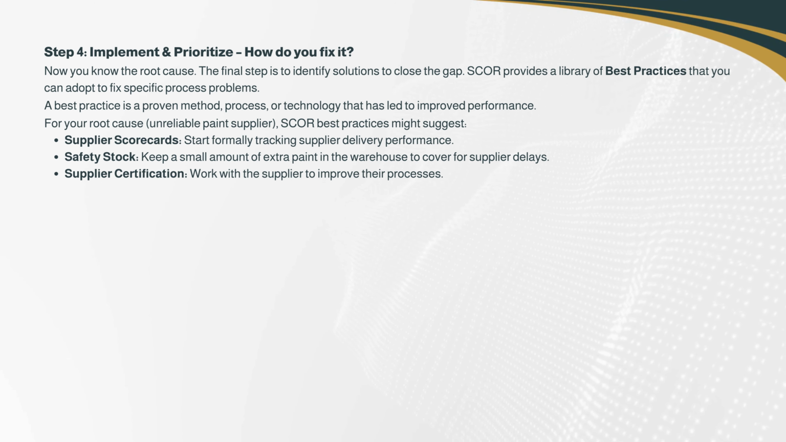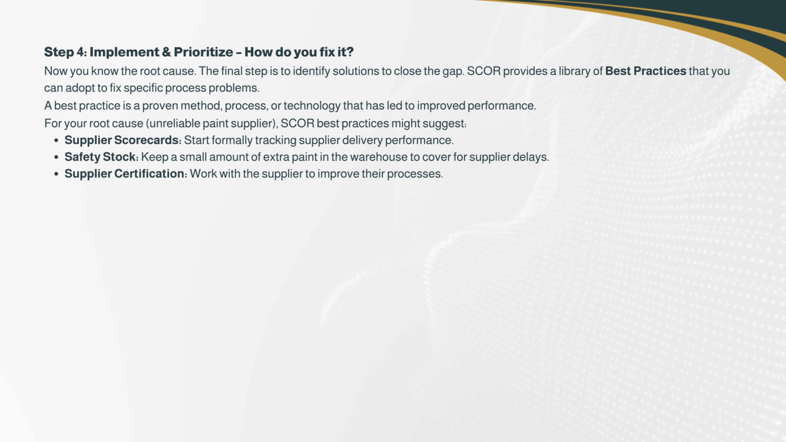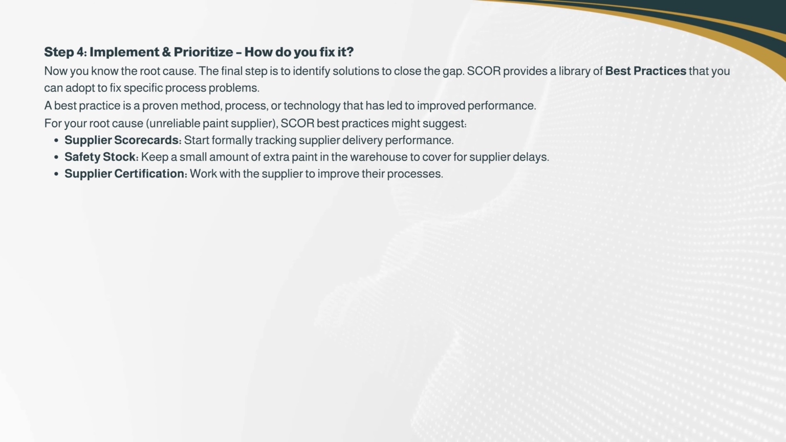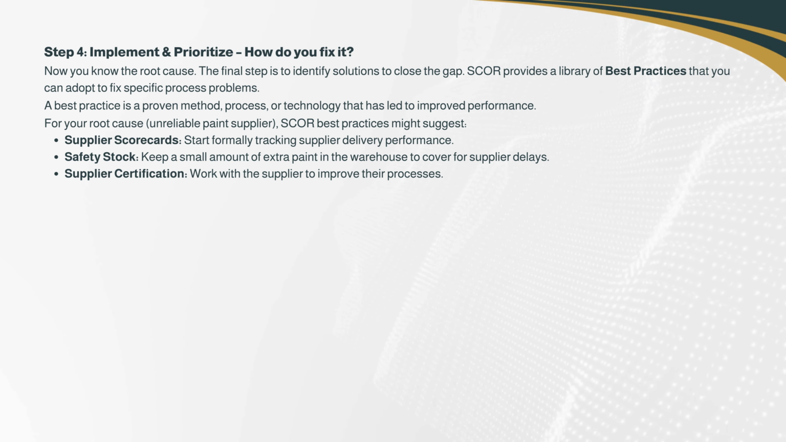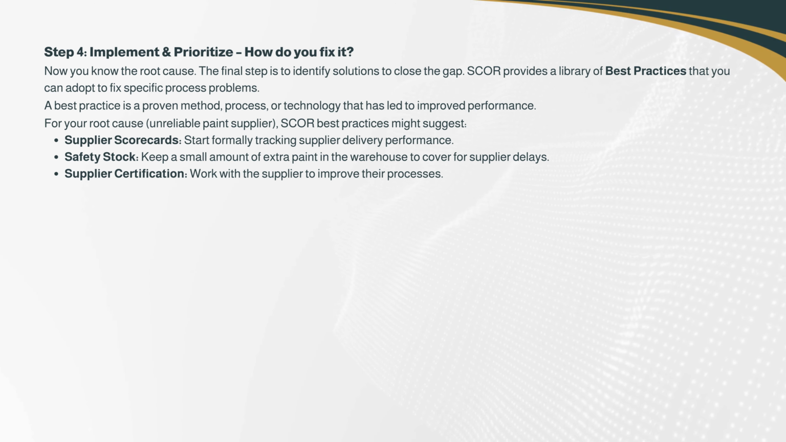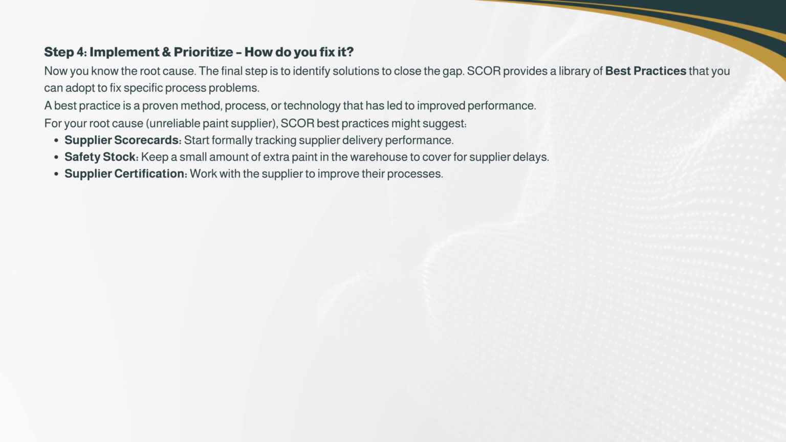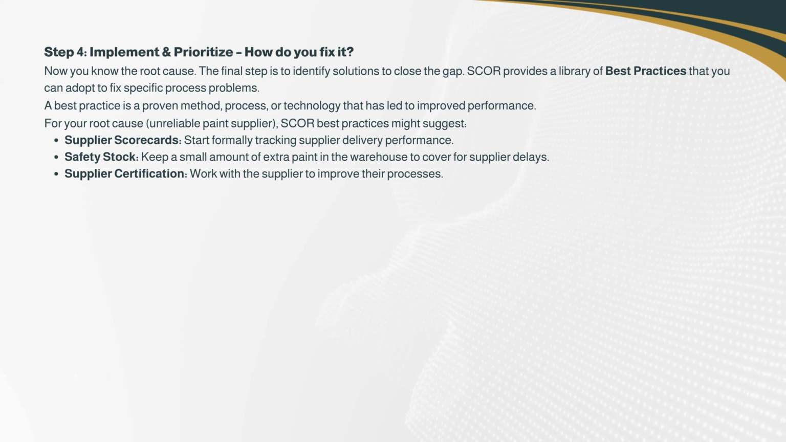For your root cause, unreliable paint supplier, SCOR best practices might suggest supplier scorecards. Start formally tracking supplier delivery performance. Safety stock. Keep a small amount of extra paint in the warehouse to cover for supplier delays. Supplier certification. Work with the supplier to improve their processes.